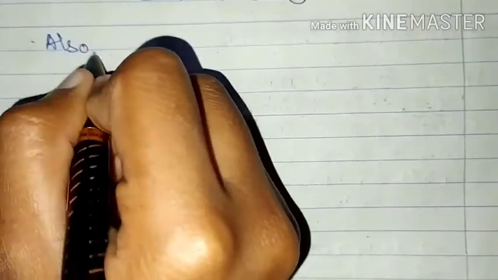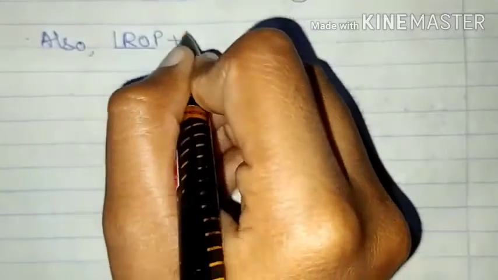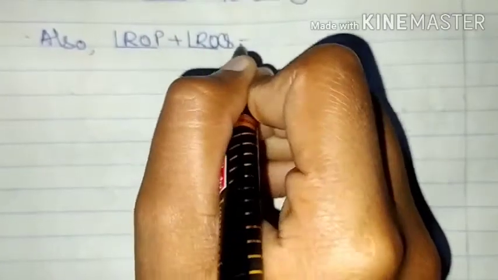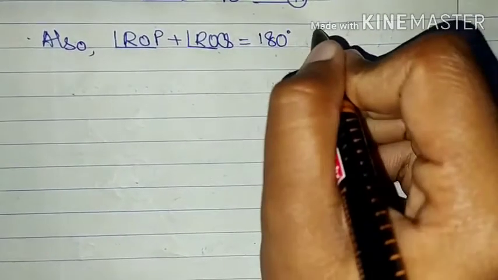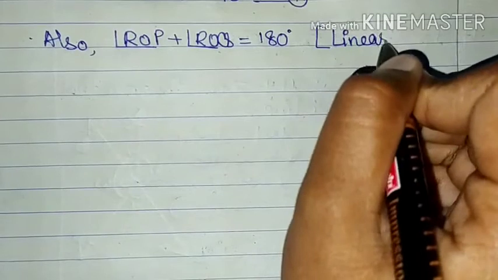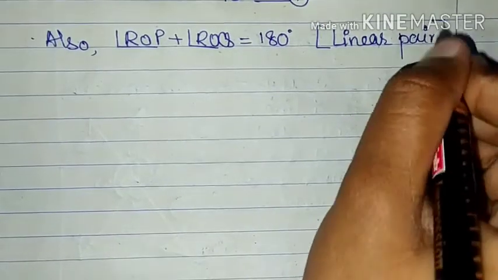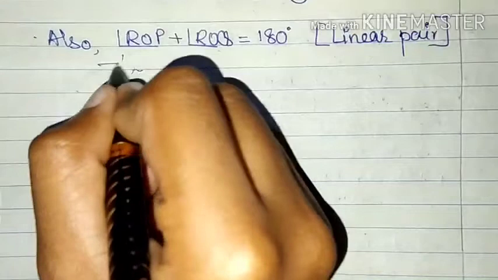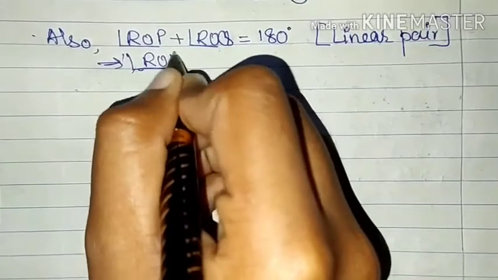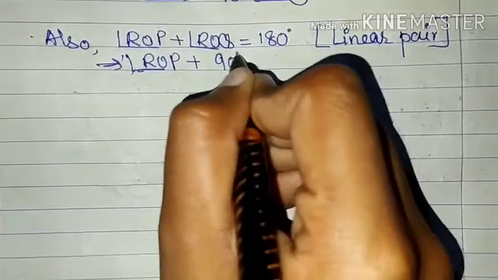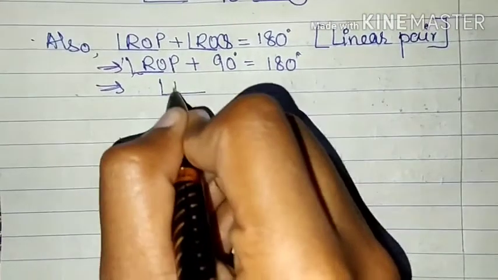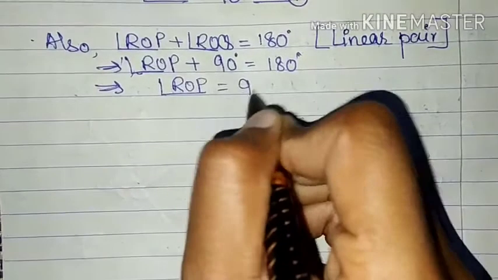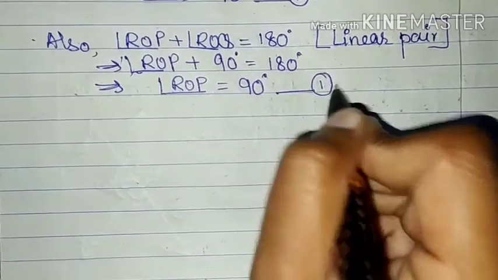Also, angle ROP plus angle ROQ is equal to 180 degrees because they are a linear pair. This implies angle ROP plus 90 degrees is equal to 180 degrees. On simplification, we get angle ROP is equal to 90 degrees. This is our equation 1.